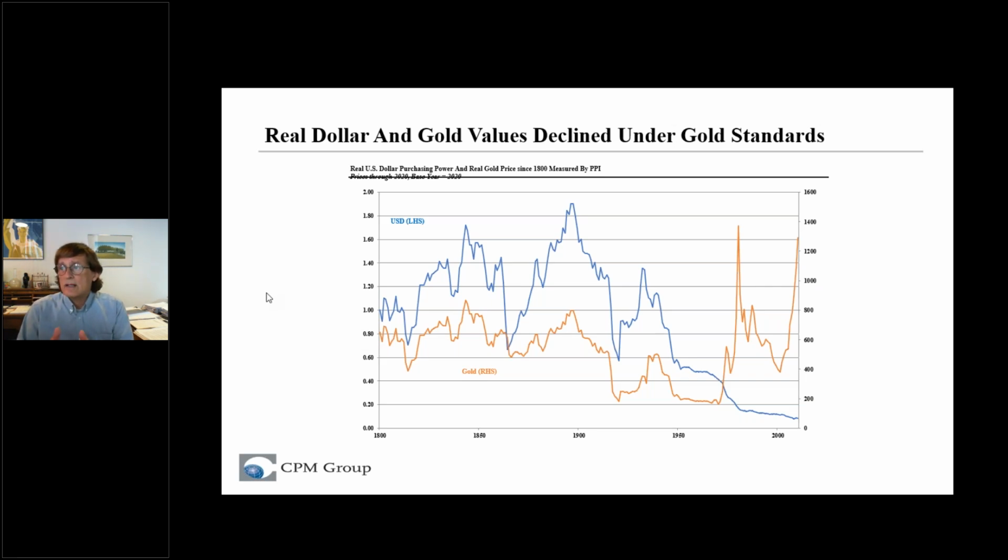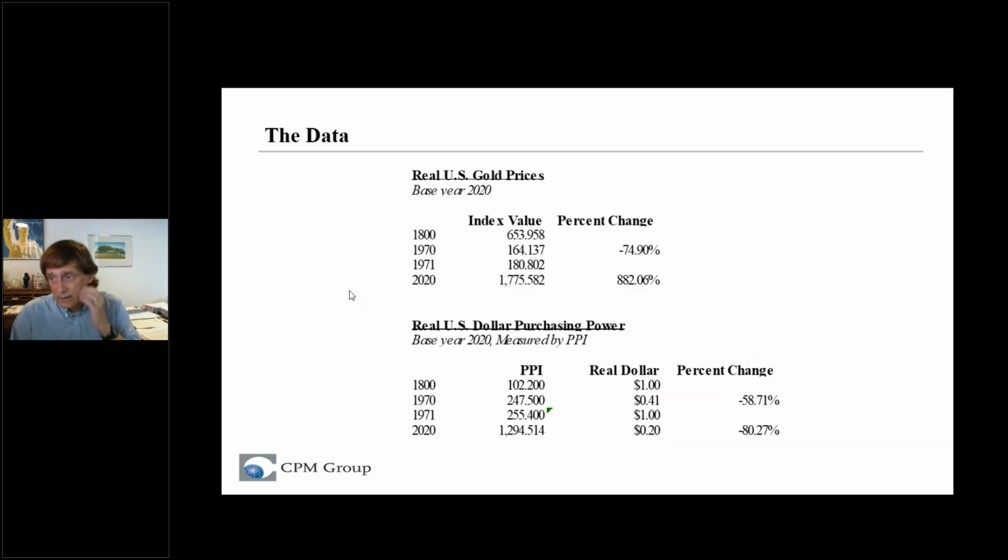And you can see that they both declined during the gold standard period. And that's very important because people will tell you that gold purchasing power is stable, they're wrong. And the key, well, I'll get to the key in a second. Here's the data. The real gold price from 1800 to 1970 fell 75%. That's because it was fixed to the dollar. Inflation was going on year in, year out, and the real price could not adjust for the inflationary pressures. So the real price depreciated and deteriorated because the nominal price was fixed.